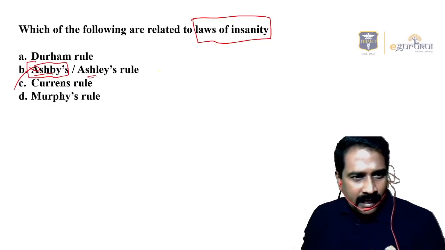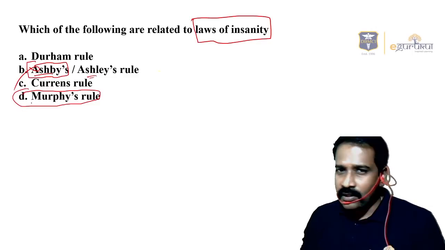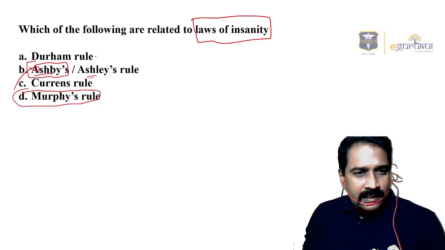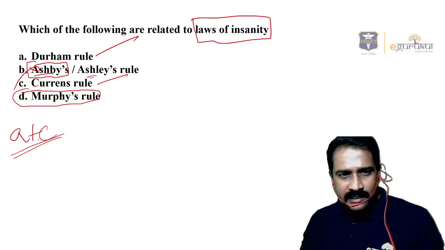What is that? Okay, Ash-based and Murphy's. These both are not related to forensic medicine. You can Google them. Interesting. So the answer is a combination of Durham's and Currents. So A plus C, whichever option says A plus C is definitely the answer for us.